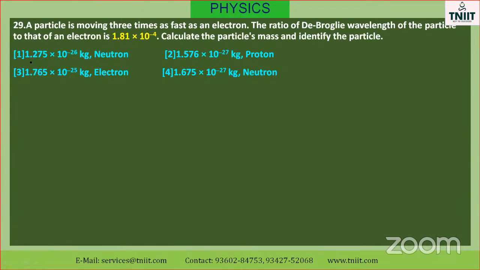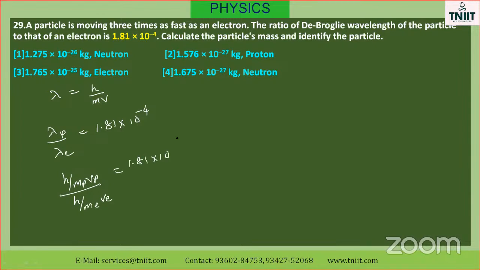A particle is moving almost 3 times as fast as the electron. The ratio of the de Broglie wavelength of the particle to that of the electron is given. Calculate the particle's mass and identify the particle. Now you know that de Broglie wavelength is given by the formula h divided by m into v. The wavelength of the particle to the wavelength of the electron is given as 1.81 into 10 power minus 4. What is lambda p? h divided by mp into vp, by h divided by me into ve, which is equal to 1.81 into 10 raised to minus 4.